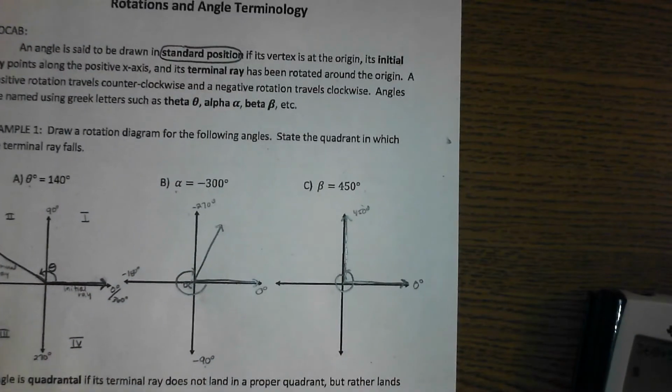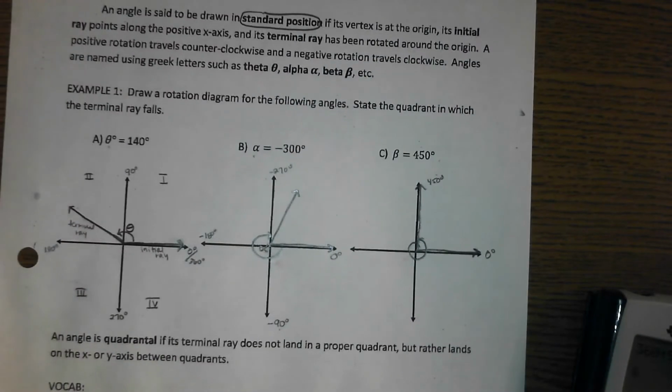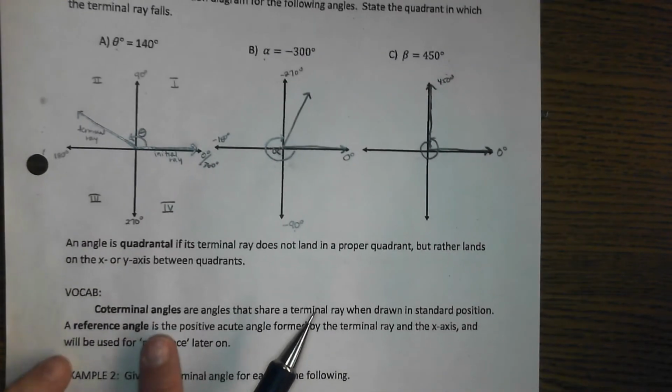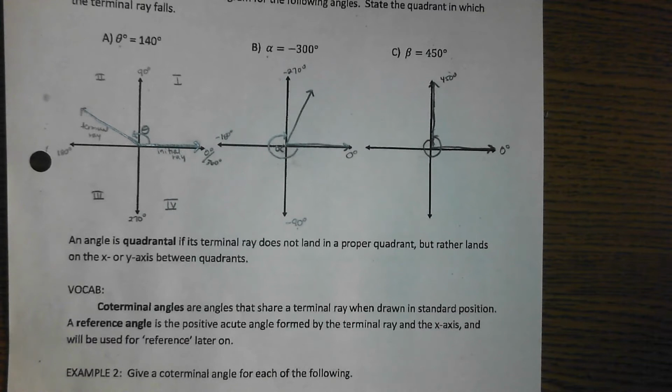So one vocab word that we're going to get to down at the bottom here is coterminal angles. When two things coincide, right, they fall on top of each other. Co-captains, you've got two people in the same position as a captain. Co-MVPs, you know all these terms, right?